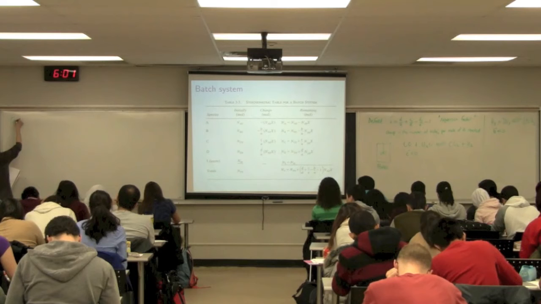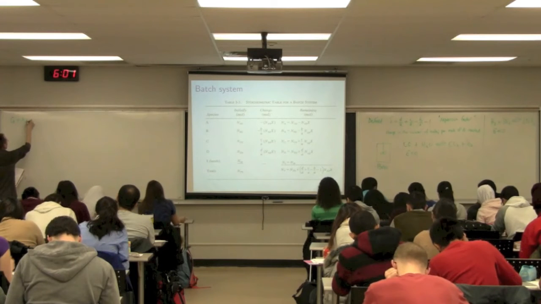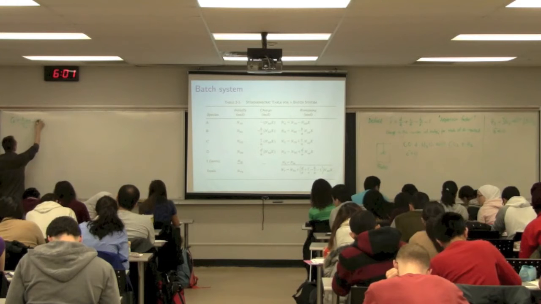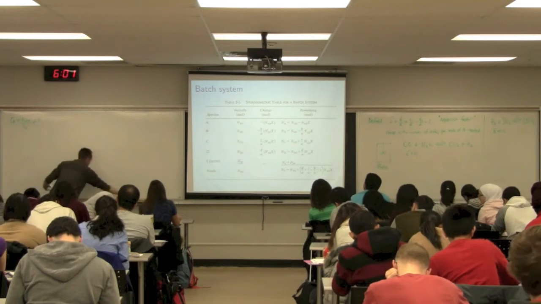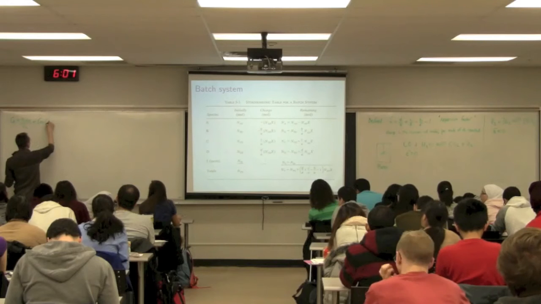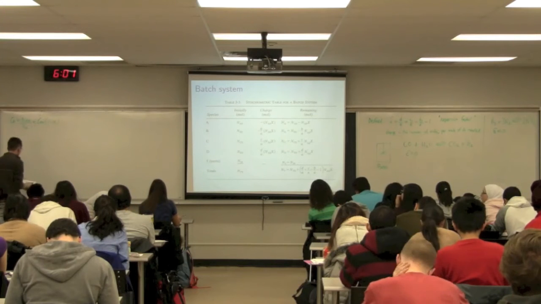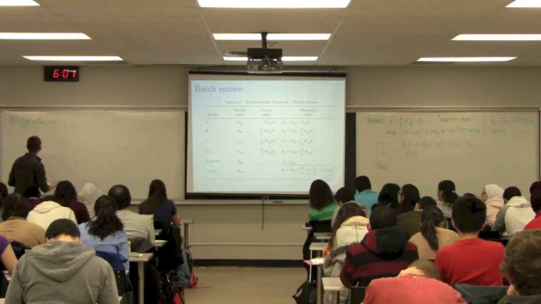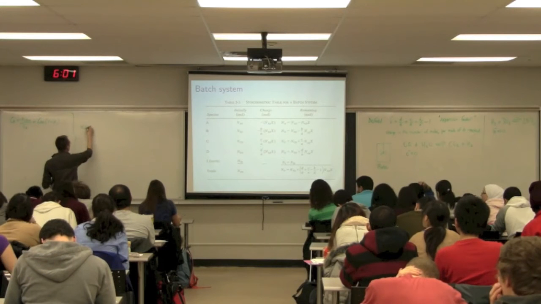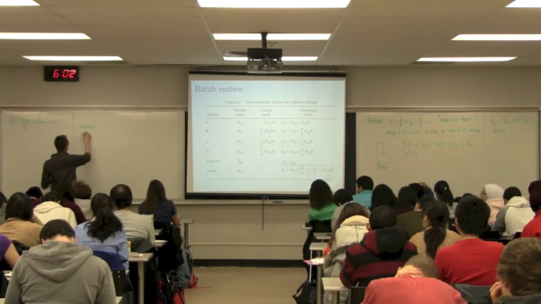If we derive the concentration CA, we derived it in class last time as NA naught over V naught, and that's CA naught times 1 minus X. This is assuming constant volume. So all of this right here assumes constant volume.